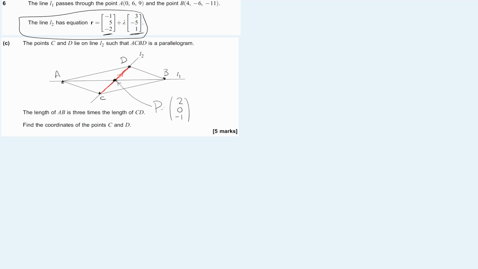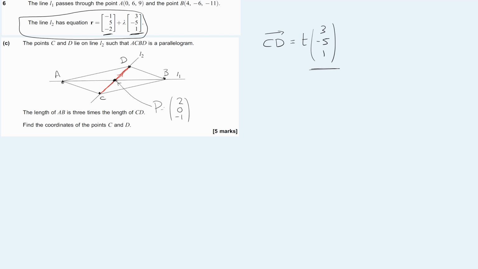So we can say that the vector CD is going to be some scalar, some number, which we'll call T, lots of (3, -5, 1). Okay, so that vector is just a multiple of this direction vector, and that comes from the definition of the vector equation of a straight line. So we have this value of T, so that's for the vector CD.